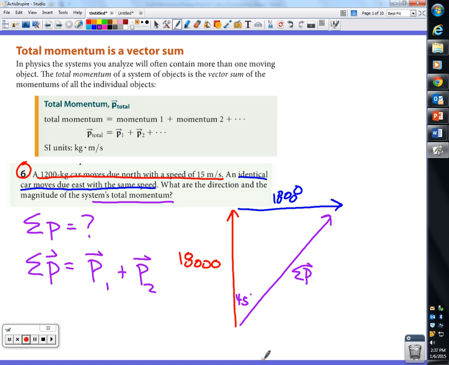Okay. Did you run it through? Well, I mean, it should be pretty big because you're squaring 18,000, right? So 18,000 squared plus 18,000 squared, square root of that. Something big.